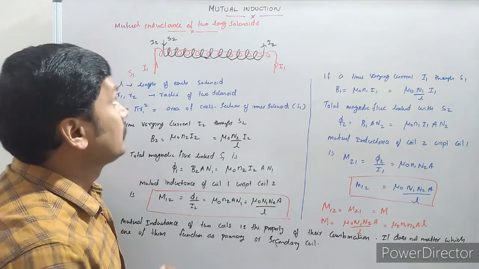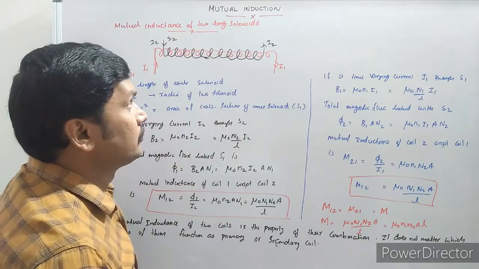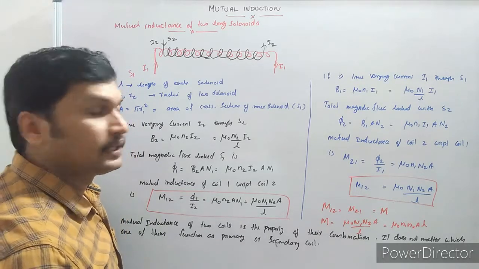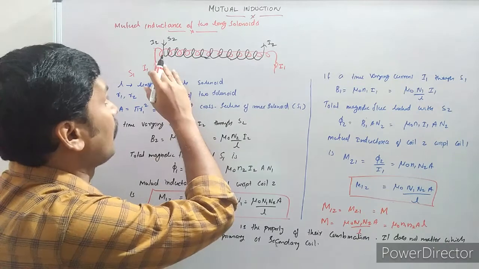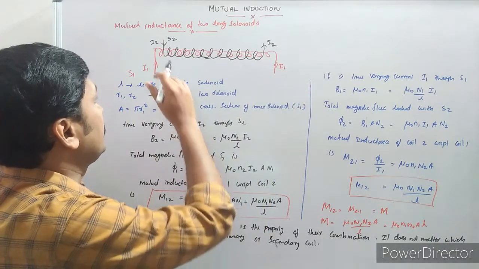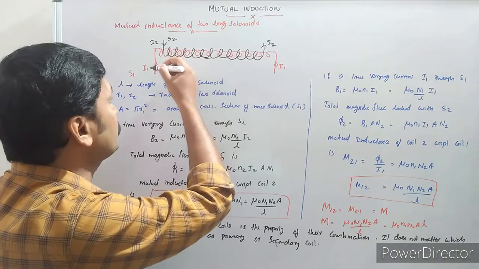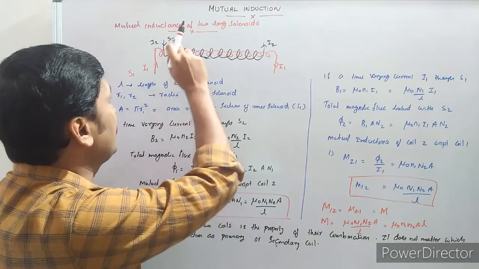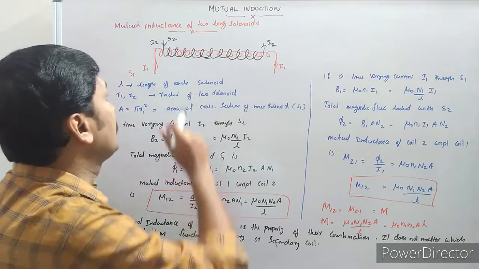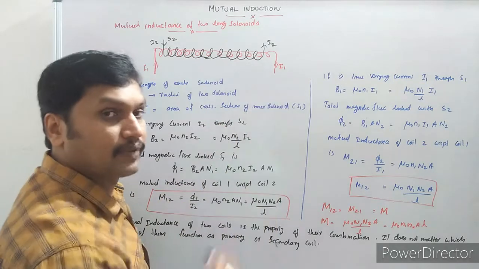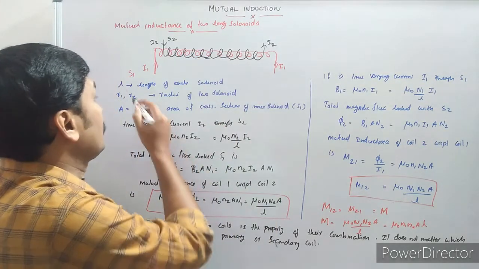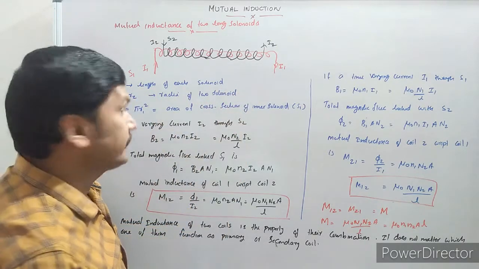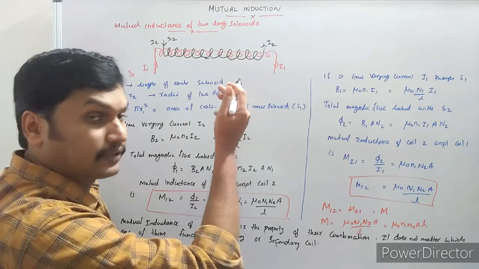Now let us find the mutual inductance of two long solenoids. The mutual inductance between two long solenoids. Here we have two long coaxial solenoids S1 and S2 in such a way that S2 is wound over S1. The length of each solenoid is L, but the radius and area of cross section are different.